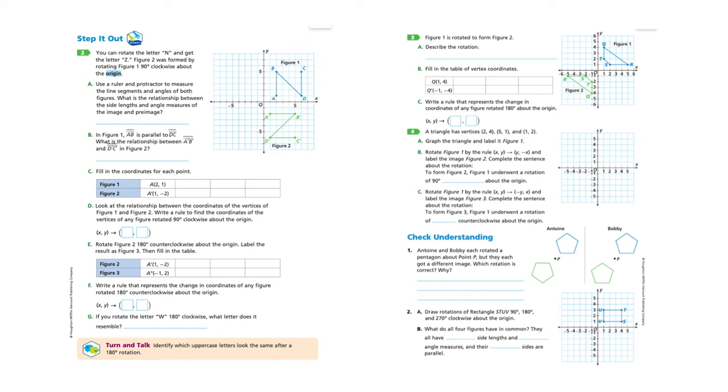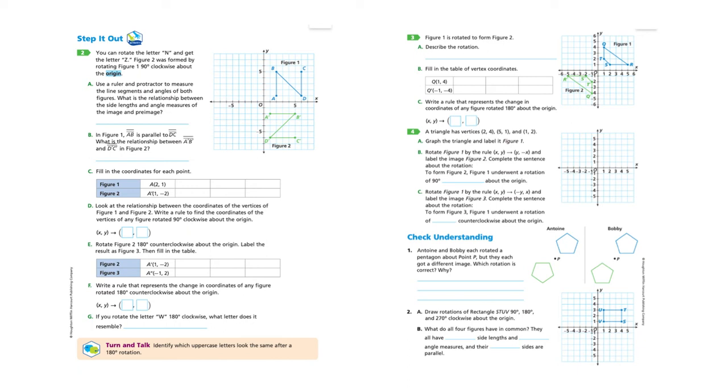Are they the same? Are they different? How have they changed? Have they not changed? Are they just in a different place? Whatever it seems like has happened to each thing, each line segment or each angle. B, it says in figure 1, AB is parallel to DC, so segment AB is parallel to segment DC. What is the relationship between A prime B prime and D prime C prime in figure 2? So go ahead and do B.